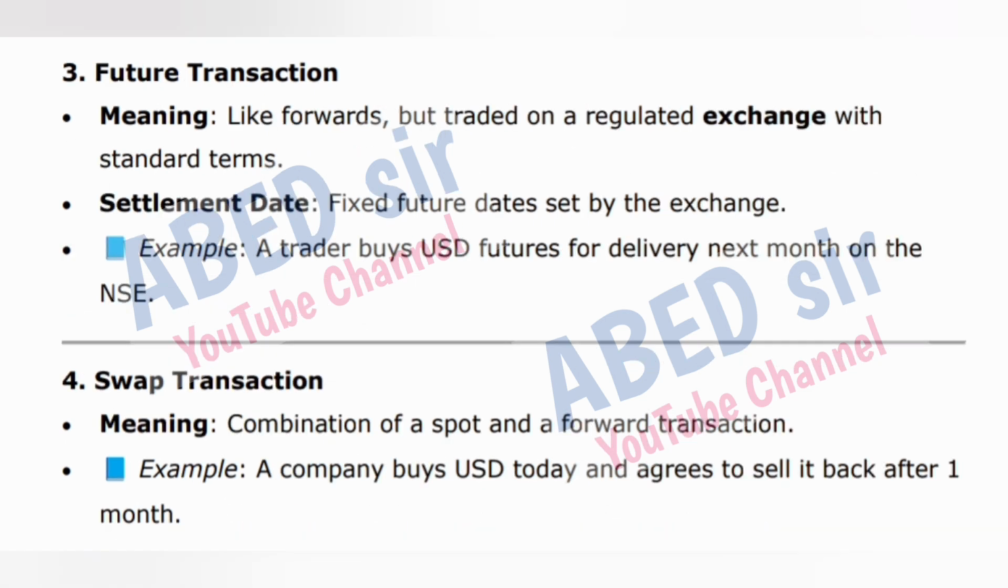3. Futures transaction, meaning like forwards, but traded on a regulated exchange with standard terms. Settlement date, fixed future dates set by the exchange. Example, a trader buys USD futures for delivery next month on the NSE. 4. Swap transaction, meaning combination of a spot and a forward transaction. Example, a company buys USD today and agrees to sell it back after 1 month.